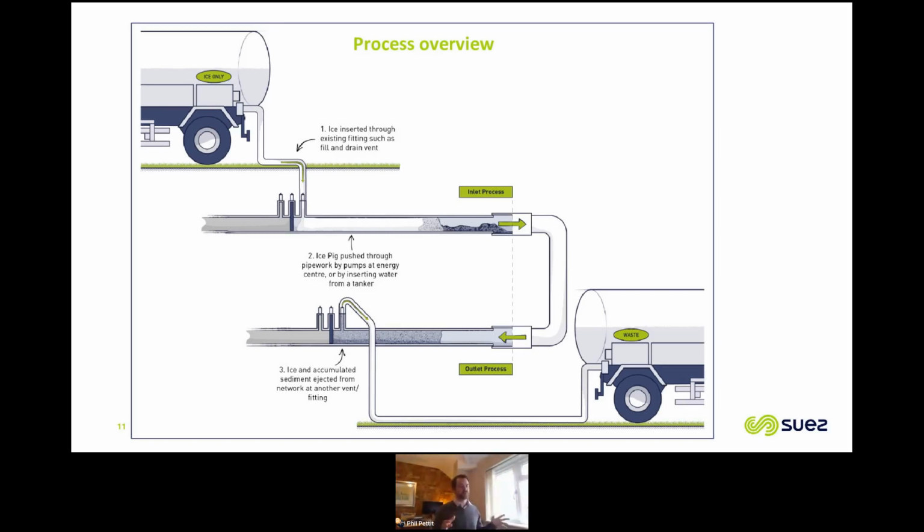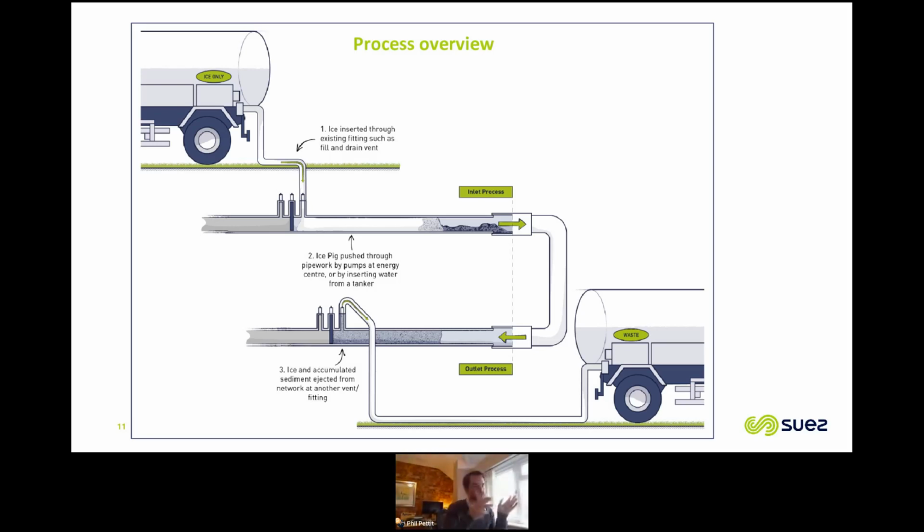So in terms of how the process works on a district heating section, you will attach the pipe to a fill and drain vent, attach our kit, pump ice slurry in, so you form an ice pig in the pipe, which might be 100 meters long, for example, depending on the length of your pipework.